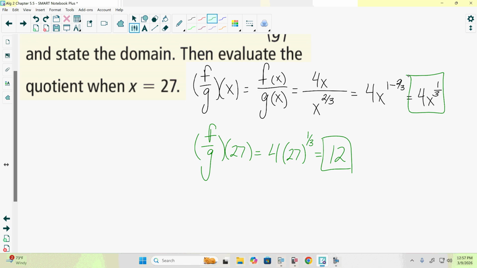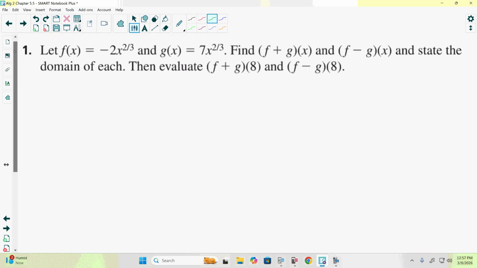Are you ready for the next one? Okay. F plus g of x and f minus g of x. We want to find what they are.